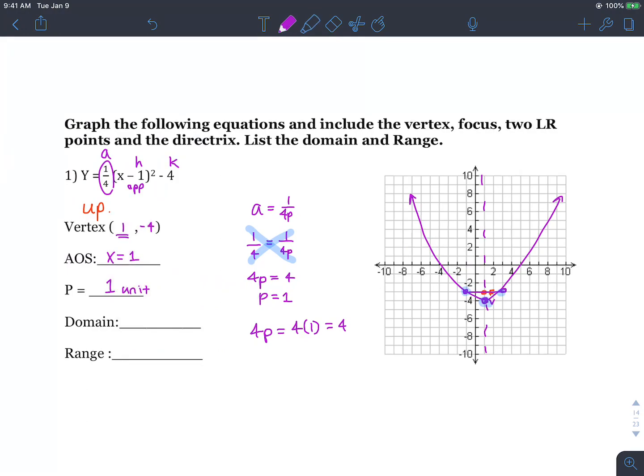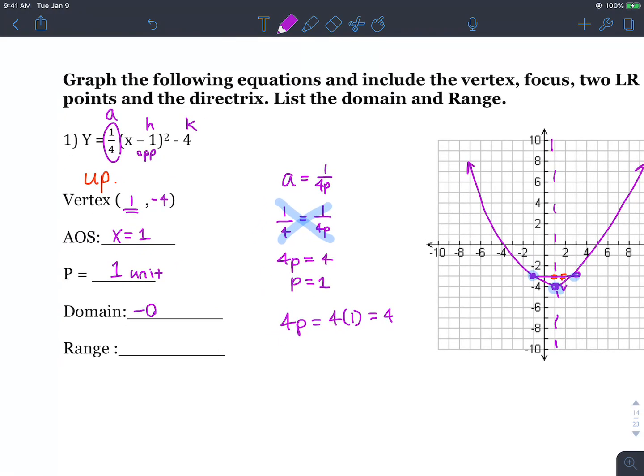And then domain and range. Domain, these go from negative infinity to infinity, left and right forever. Your range, the lowest it goes is negative 4, so I'll say from negative 4 and then up forever, so we'll go to infinity. And that's how you do these problems here.